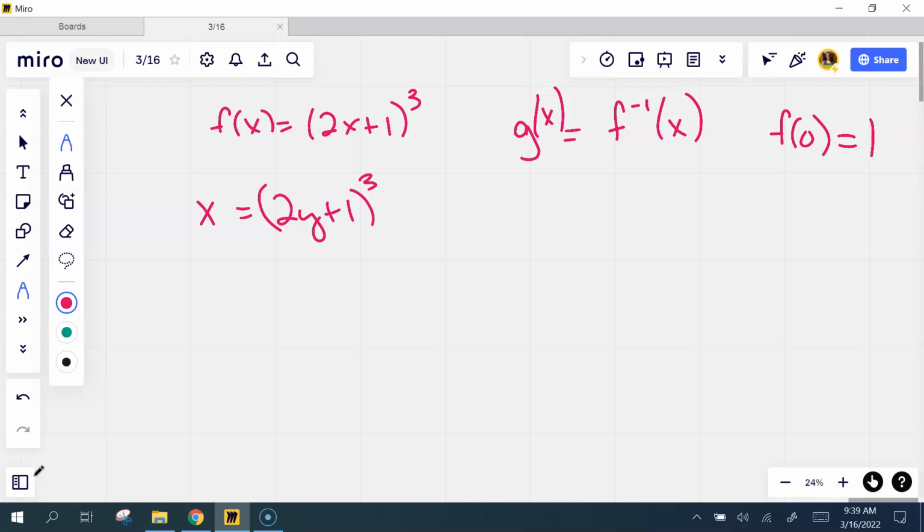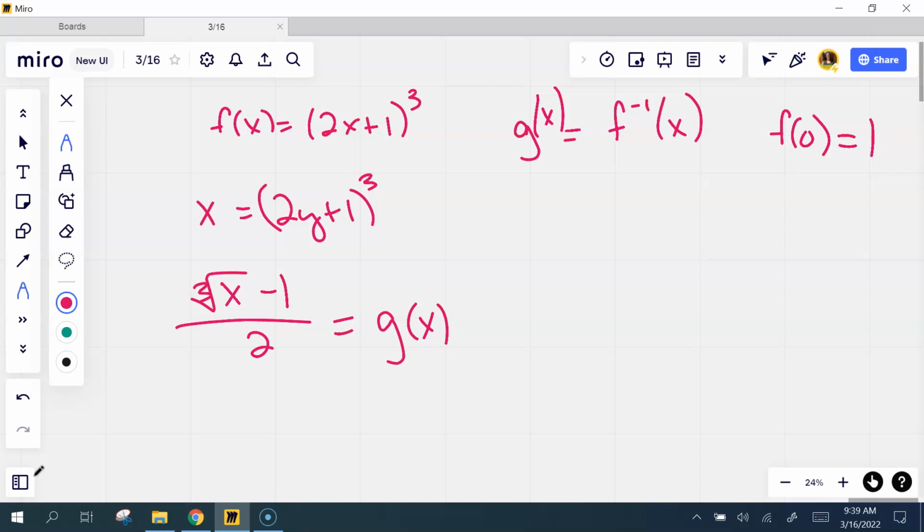Cube root of x minus 1, divided by 2, right? Cube root of x minus 1, all over 2. This is g of x because that is the inverse. Switch x and y and solve for y. So cube root both sides. Then I subtracted the 1 and then I divided by 2.